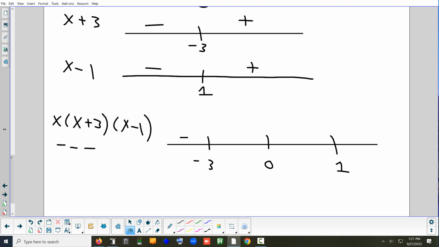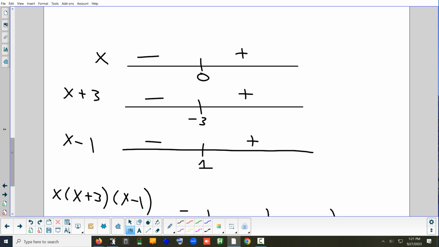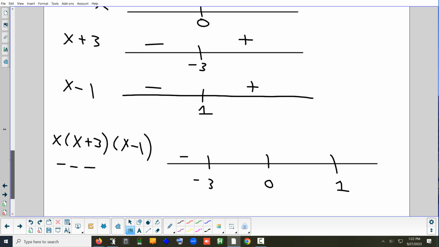Between -3 and 0. What if I am between -3 and 0 in the top? That's a negative. What if I'm between -3 and 0 in the middle? That's a positive. And what if I'm between -3 and 0 in the bottom? That's a negative. And now the answer is the product. Negative, positive, negative. What does that give you? Positive.